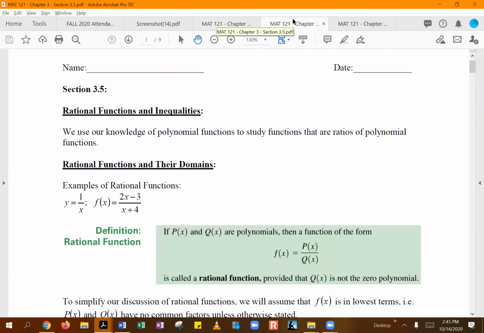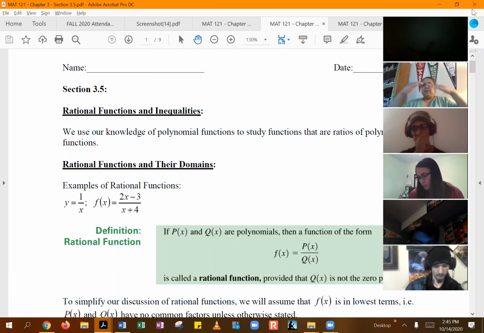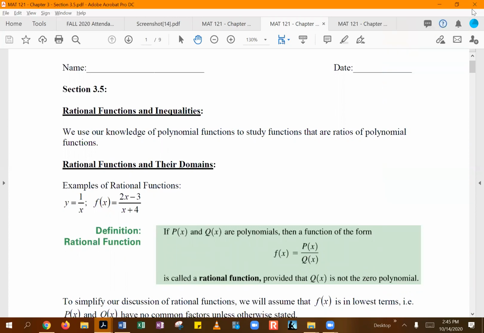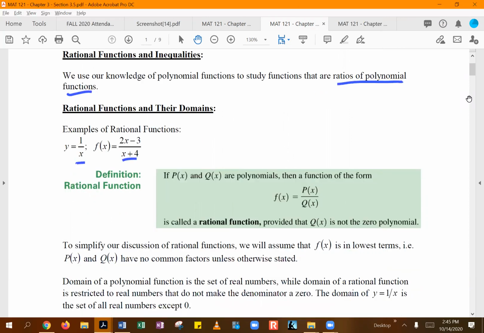And the last section we have to talk about in this chapter is section 3.5. And as you can see, this is getting into rational functions. And rational functions basically means you are going to have a numerator and a denominator. So they look like rational numbers in the form of a over b. The only difference is our numerator and denominator will have polynomial functions in those positions. So it's basically a ratio of polynomial functions, and you can see your two examples over here of what a rational function would look like.